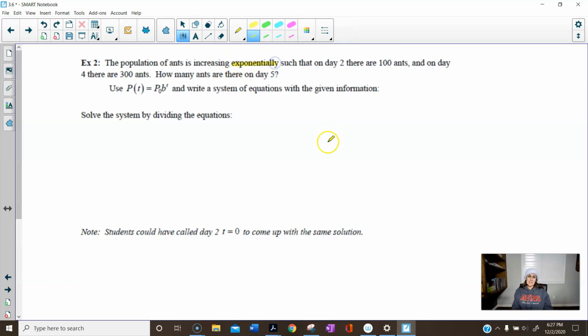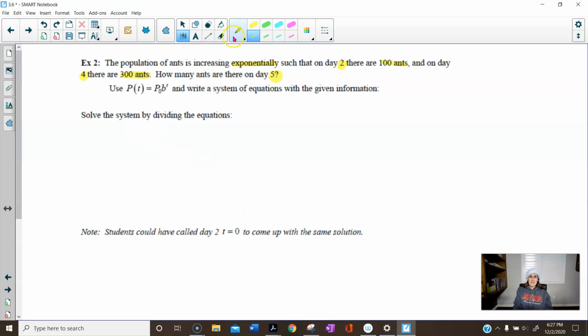Exponentially. So we're going to use an exponential equation. On day 2, there happens to be 100 ants. And on day 4, there happens to be 300 ants. How many ants are there on day 5? So we're going to use population in terms of time equals P sub 0, or A times B raised to the T. So that's going to be our equation.